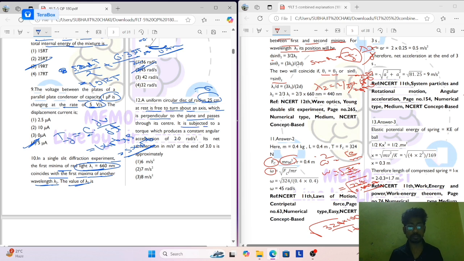It is subjected to a torque which produces a constant angular acceleration of 2.0 radian per second square. Its net acceleration in meter per second square at the end of 3 seconds is approximately? Net acceleration you have to calculate. Whenever an object is moving in a circle, the net acceleration is given by the tangential acceleration and the centripetal acceleration.